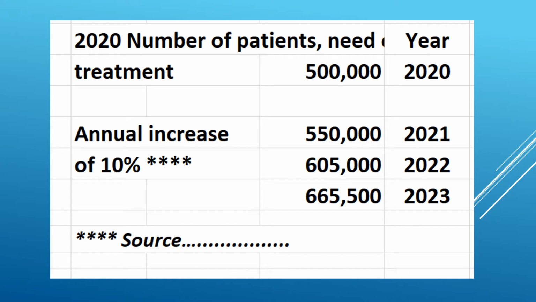So with that, from your 2020 number of patients, which is 500,000, all you have to do is add 10% on it. So 10% of 500,000 is 50,000. So by year 2021, the projected number of patients will be 550,000. By 2022, you will just add an additional 10%. And then for 2023, you will add again another 10%. So that is how you're going to make the projection.